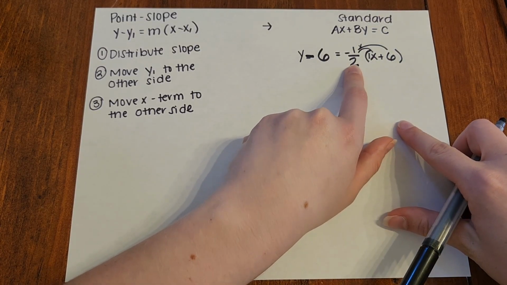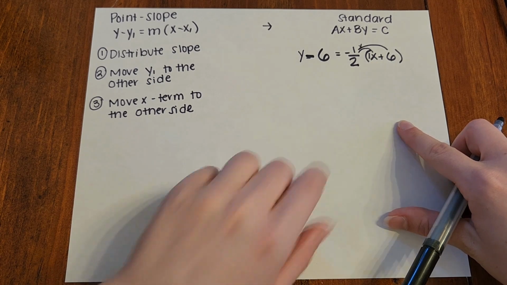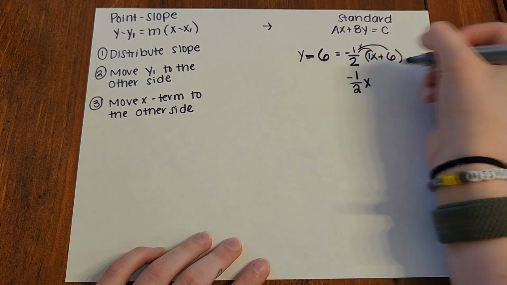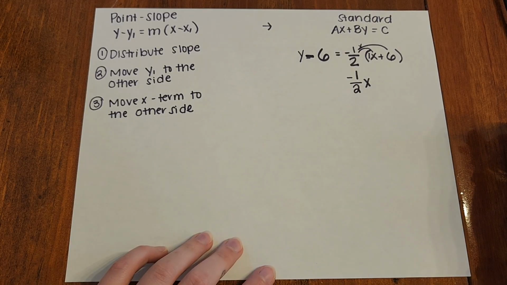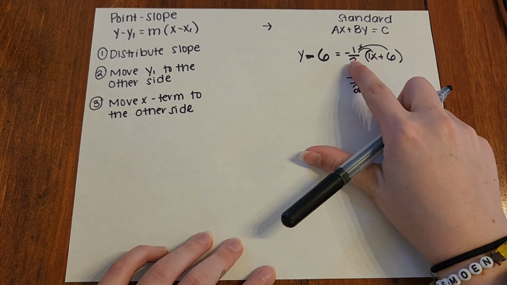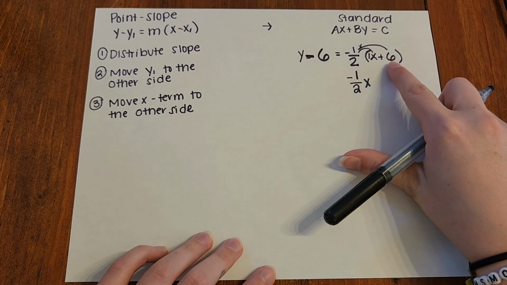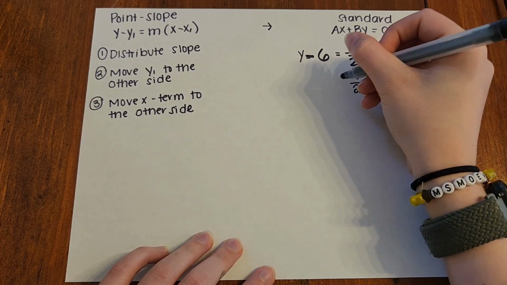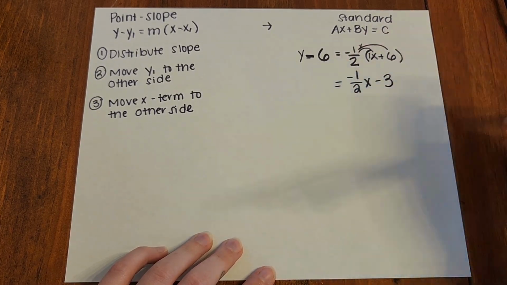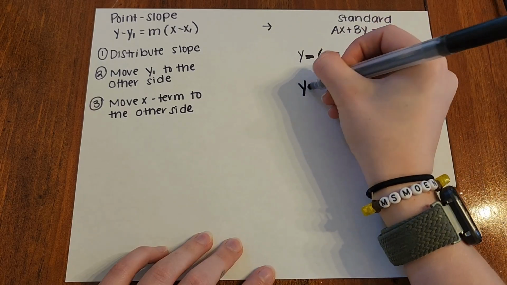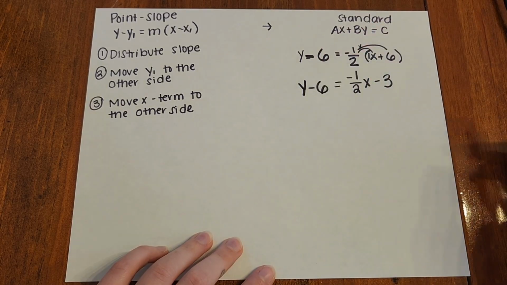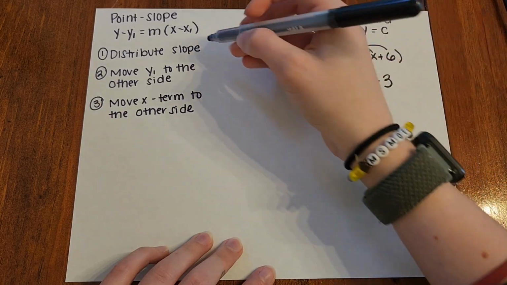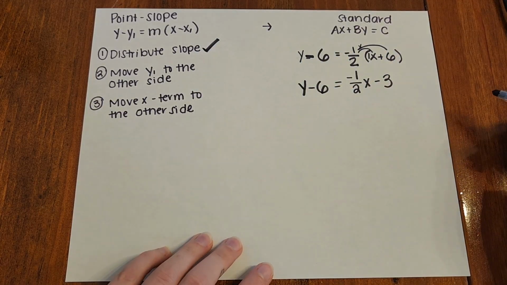So we're taking -1/2 times +1x, which is still going to give us -1/2, and I'm just going to bring the x down right next to that, -1/2x. -1/2 times +6 is going to get us -3, and the y minus 6 is going to stay the same because we haven't touched it yet. So multiplying this slope to the terms inside of our parentheses is going to help us accomplish that first step.